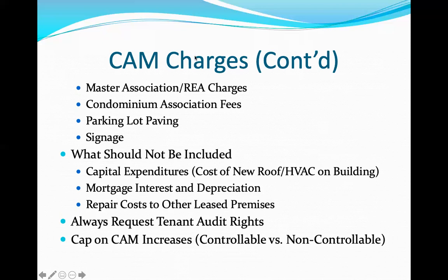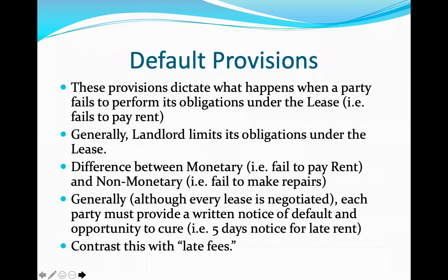And what do I mean by that? I mean that you want to have a year-on-year cap on how much the CAM charges can increase. So these are all the concerns that you have when you are negotiating CAM charges.